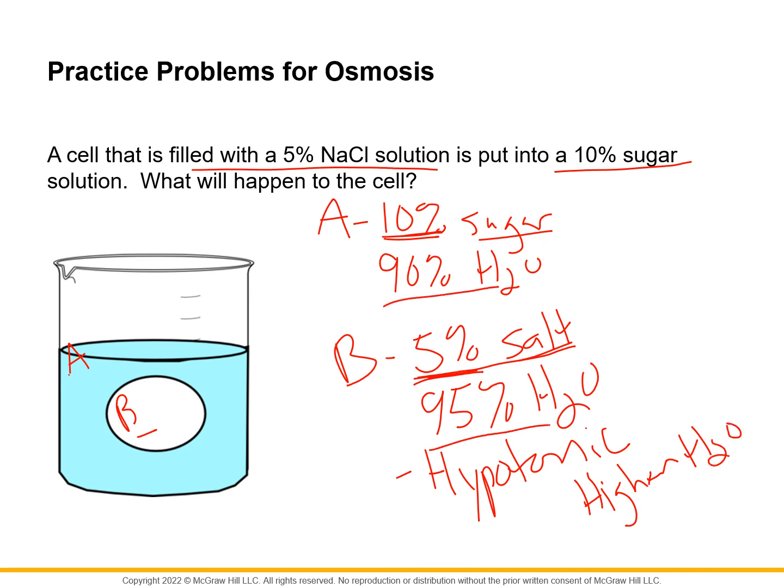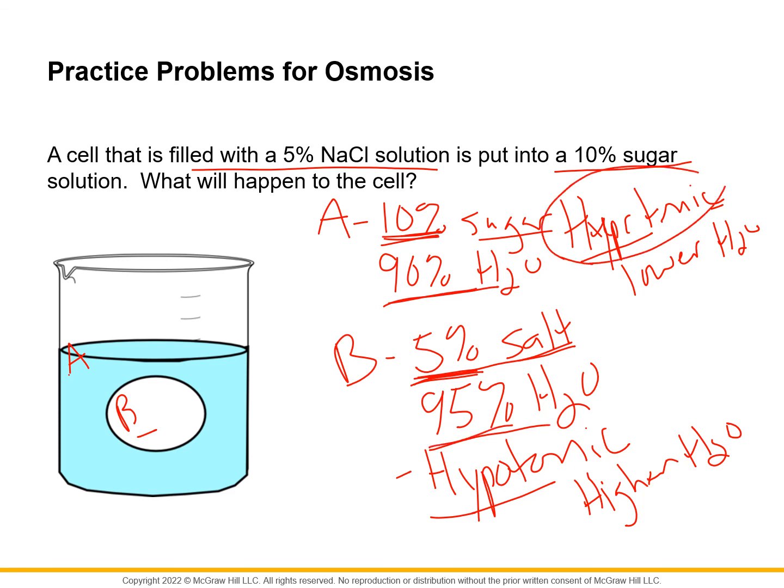95 is higher than 90, so this is the hypotonic solution, and then by process of elimination, this is the hypertonic solution. And then just to double check, hypertonic means a higher concentration of solute. Relatively speaking, it'll have the lower concentration of water, and 90 is lower than 95. So this is your hypertonic solution.